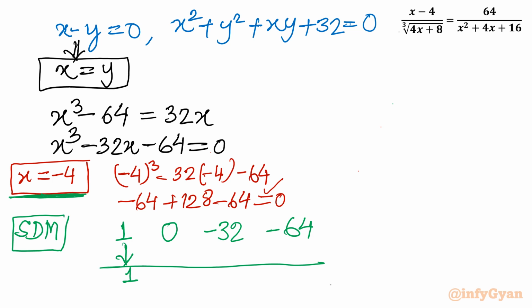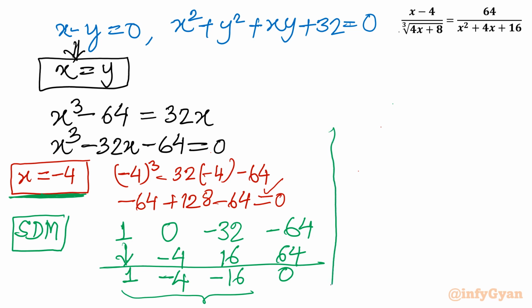Minus 4 times 1, minus 4, so minus 4. Minus 4 times minus 4, 16, minus 16. Minus 4 times minus 16, 64. 0. Here we have the coefficients for the quadratic equation. So I will write x square minus 4x minus 16 equal to 0. So one solution is confirmed, that is x equal to minus 4.